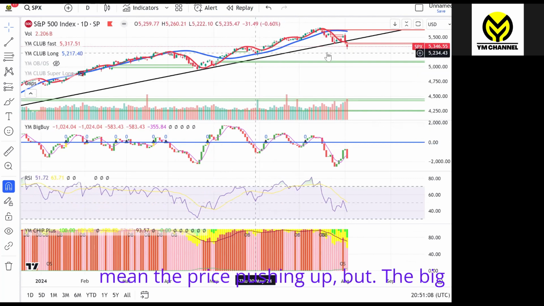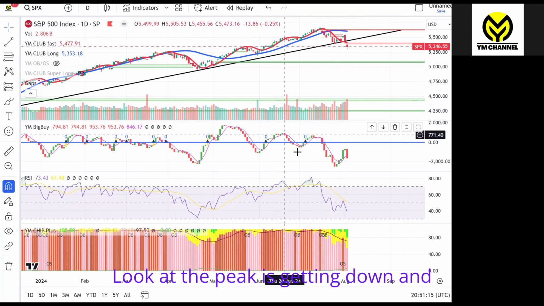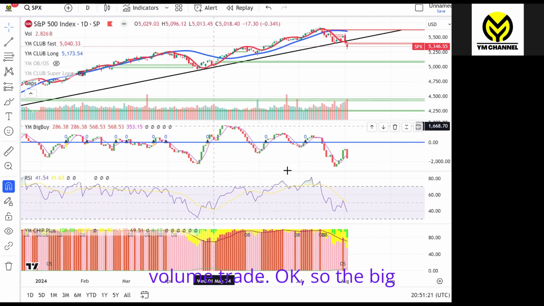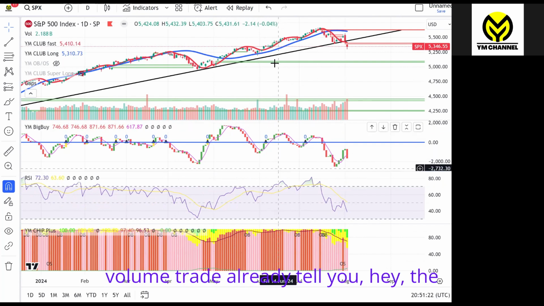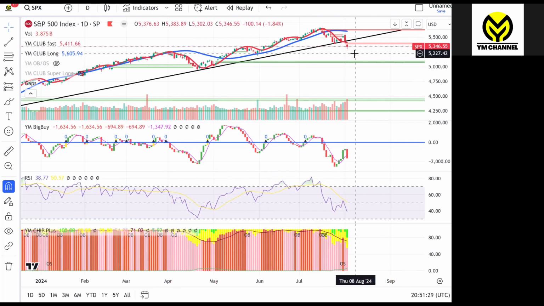It means the price is pushing up, but the big volume trades, look at the peak, are getting lower and lower. It means less buying from big volume trades. The big volume trades already tell you, hey, the big fish, the big sharks, they're not buying. So you need to be careful, okay?